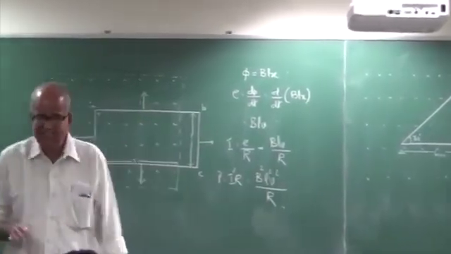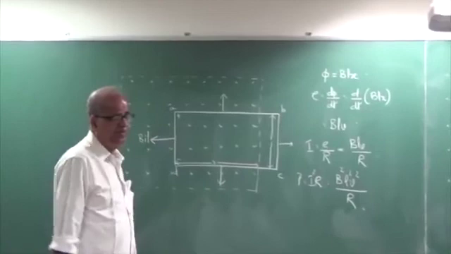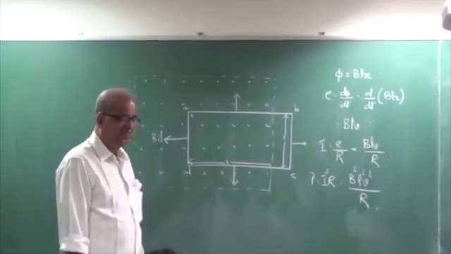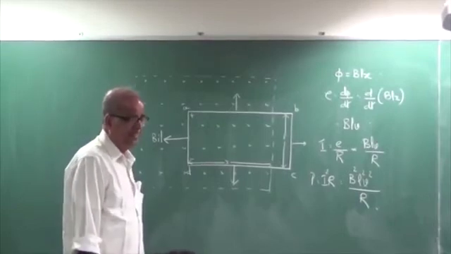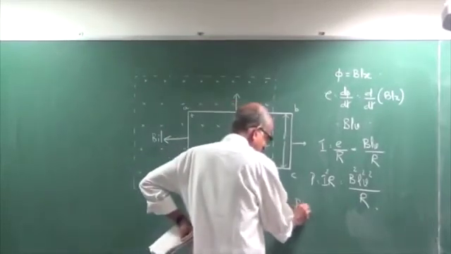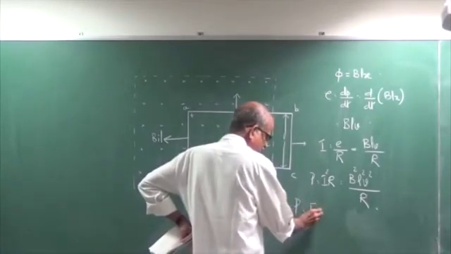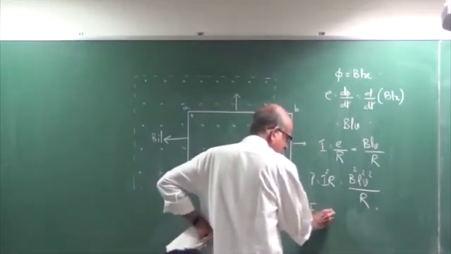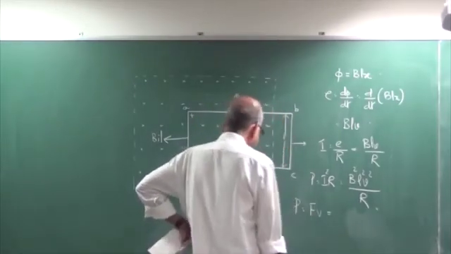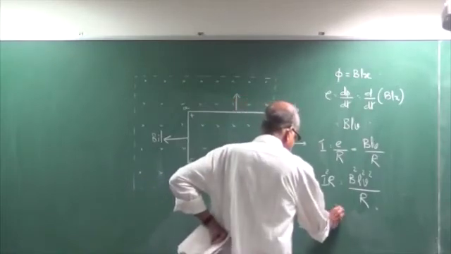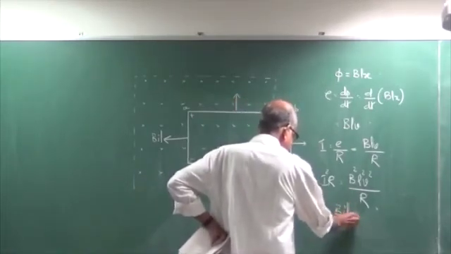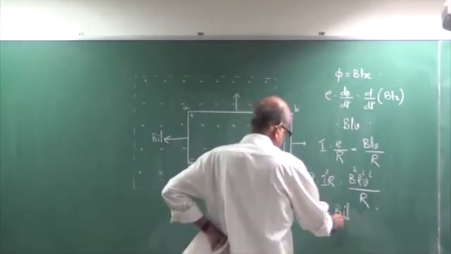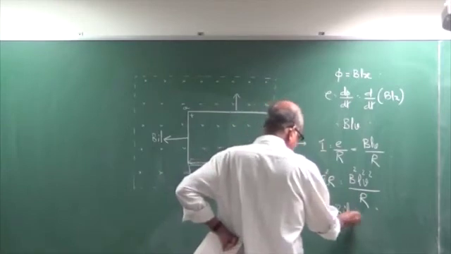Now, what power do you need to supply from outside? That power is given by F dot V, which is FV, you can take it, correct now? What is F, man? BIL. What is V?